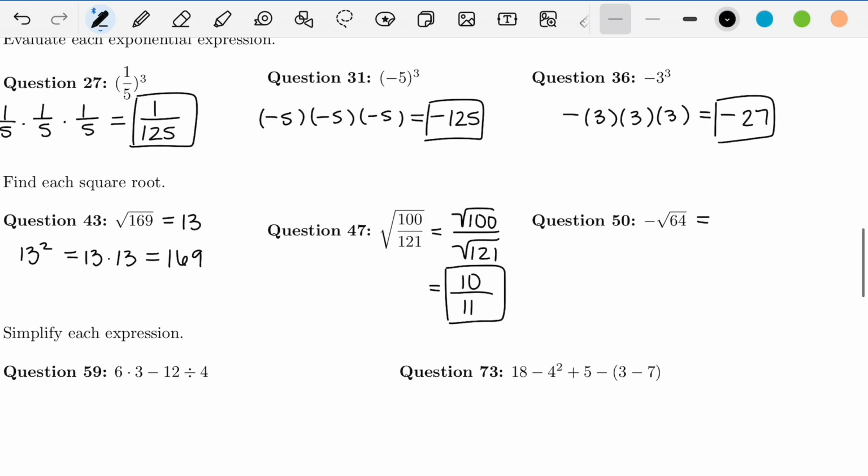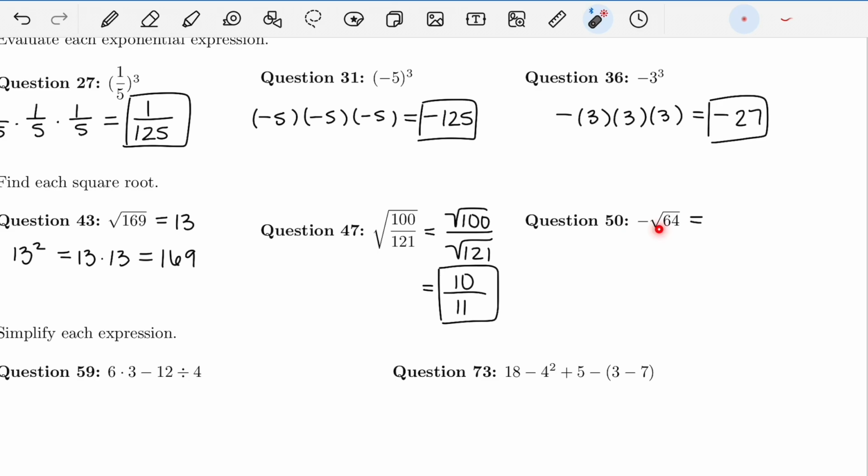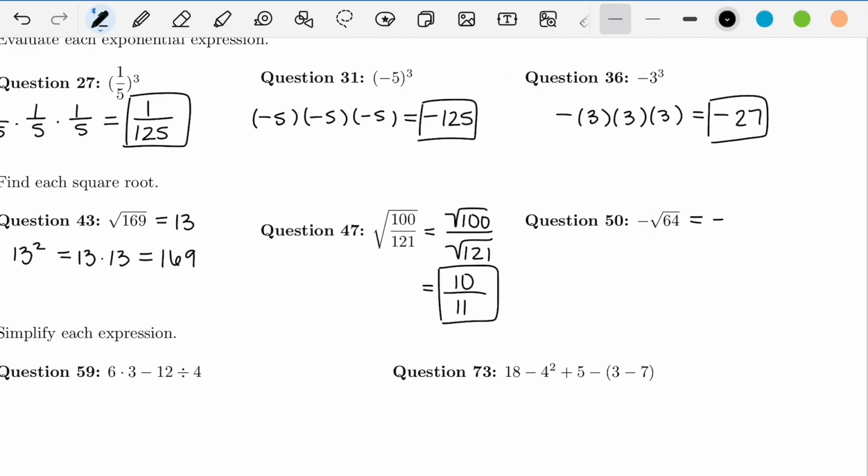Alright, and lastly, for question 50 here, we have minus the square root of 64. Now notice this minus is not under our radical symbol here, so that guy's just on the outside. And what we'll do is evaluate the square root of 64, which is going to be 8. So our final answer here will just be minus 8.